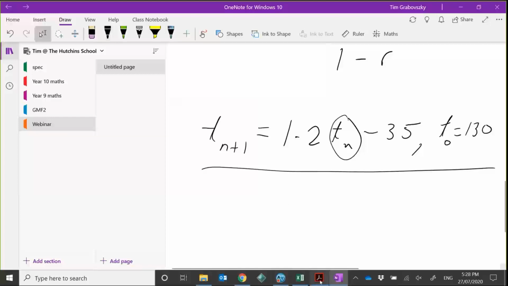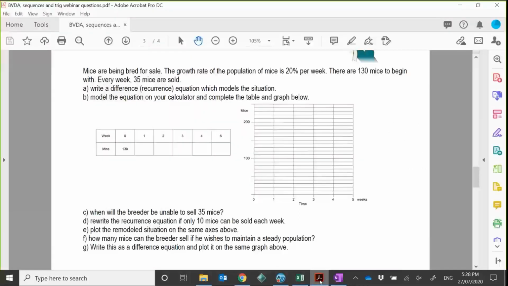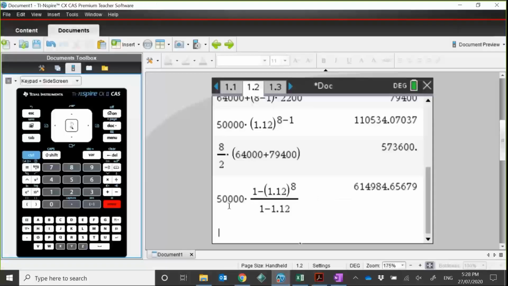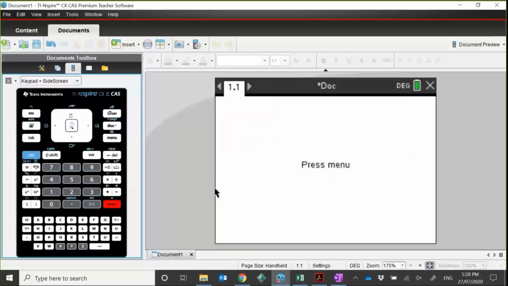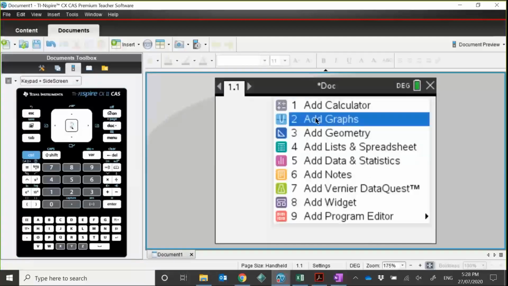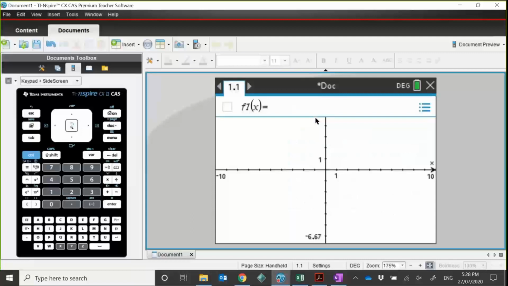We now have to model this equation on the calculator and complete the table and the graph below. Now, if you have a look, we're doing it for the first 5 weeks. So doing this on the calculator, I am going to start a new page. I'm just going to delete these other ones so we don't have the same data. I am going to add in a graphs page. Under the graph page, I now want to hit the menu key.